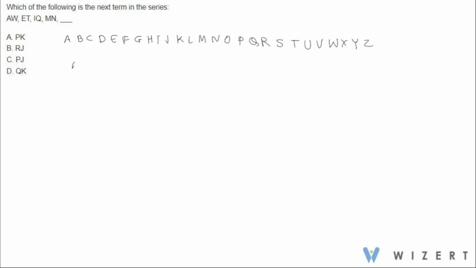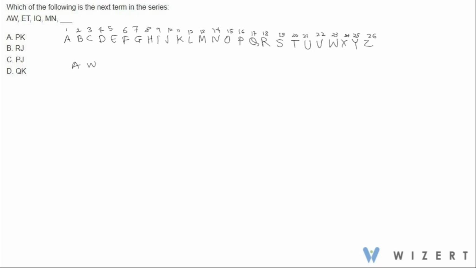Now let's see, A and W means, let me number them as well. 1, 2, 3, 4, 5, 6, 7, 8, 9, 10, 11, 12, 13, 14, 15, 16, 17, 18, 19, 20, 21, 22, 23, 24, 25, and 26.